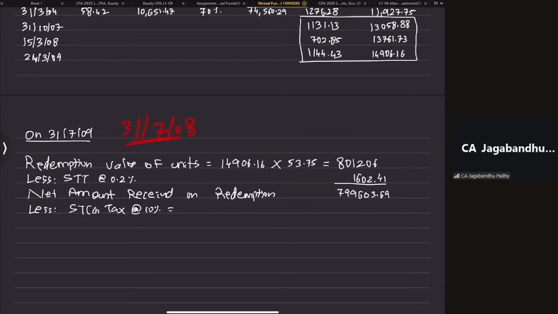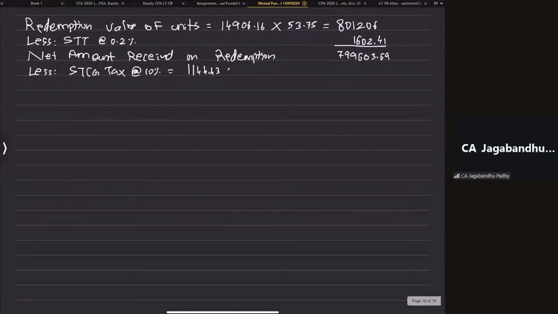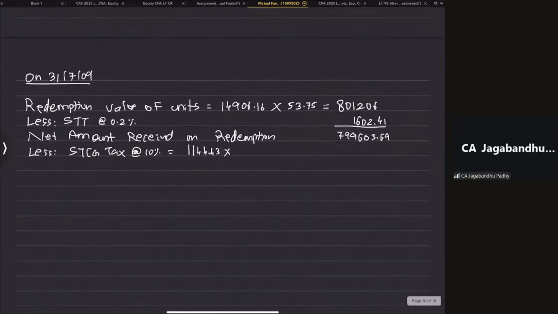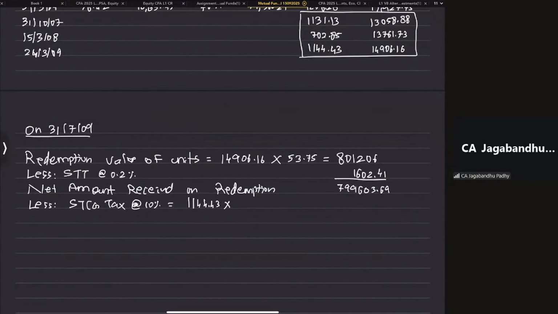So how many units have we received in this time frame, between 31st of July 2009 and 31st of July 2008? Can I say it is 1144.43 units into what is the redemption value? Redemption value is 53.75. But this is not my net redemption value.